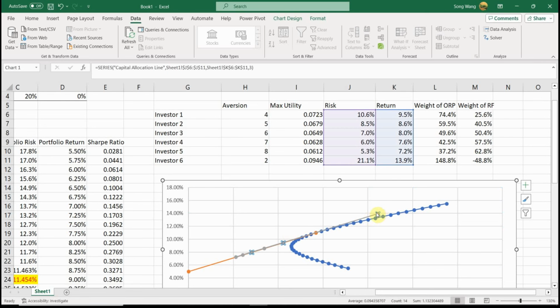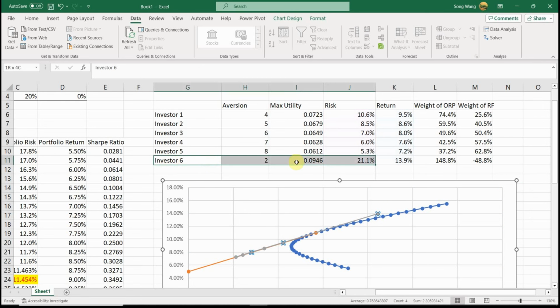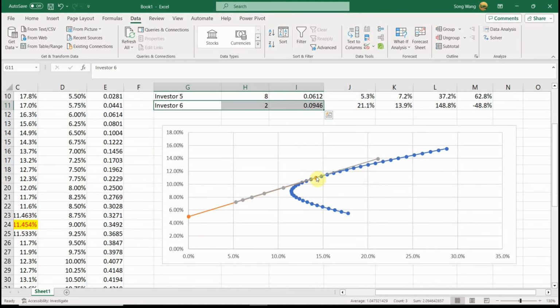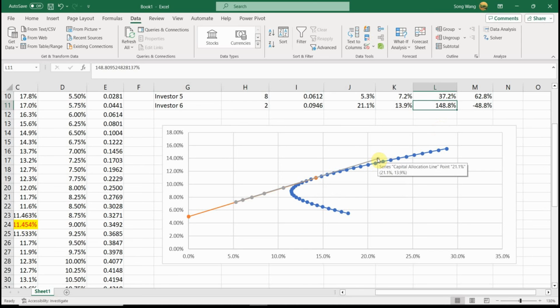So right here, this is investor 6. This gray dot is from investor 6 when the risk aversion is the lowest. And this person is actually borrowing money, because you can see this person is beyond the 100% risky portfolio, investing 149% of their money in the risky portfolio. So that means this person is borrowing money. This person is trading on margin.